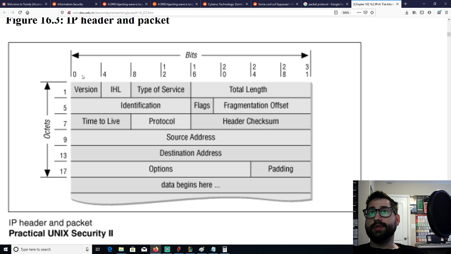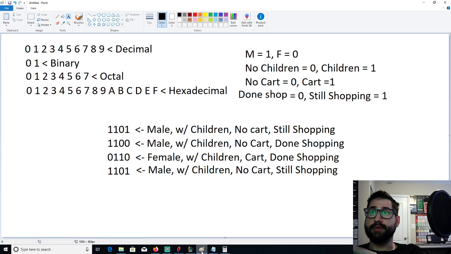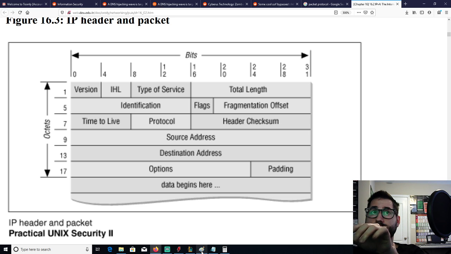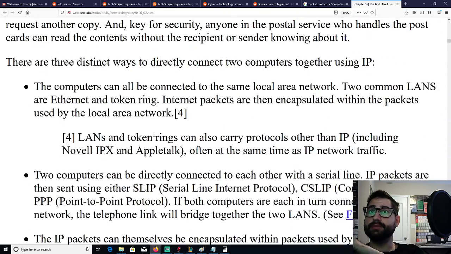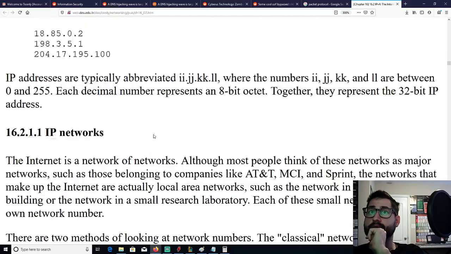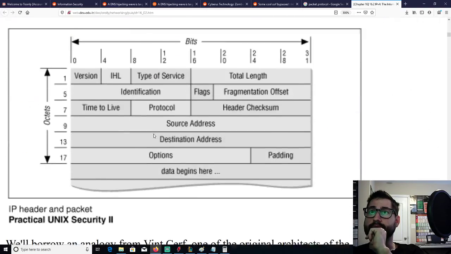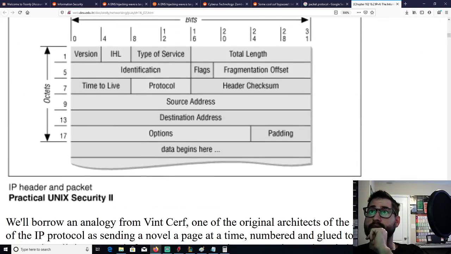So if there's 32 bits that came in, that's double what we had in the paint, because we had 16 here. The first four would be the version number, and the second four would be their header length, I think. IP header length, is that what IHL is? I believe that's what IHL is. I could be wrong, but I'm pretty sure it's IP header length. And then your type of service, total length of the packet.